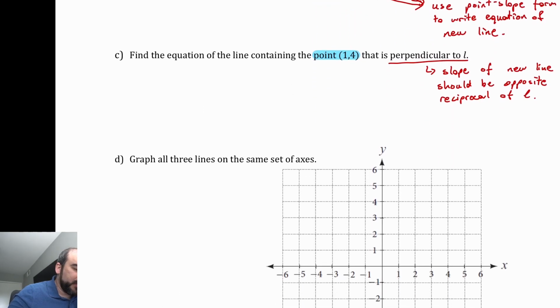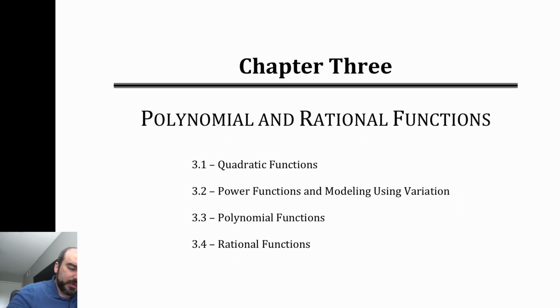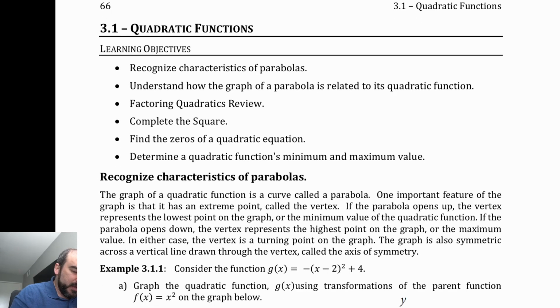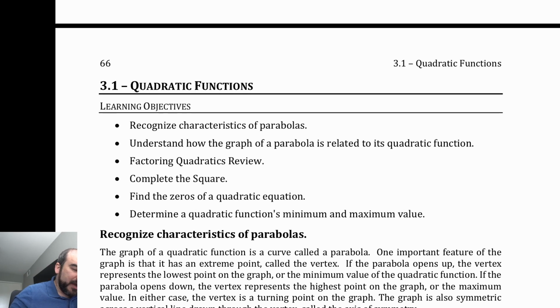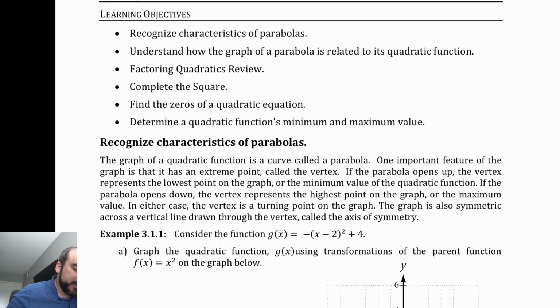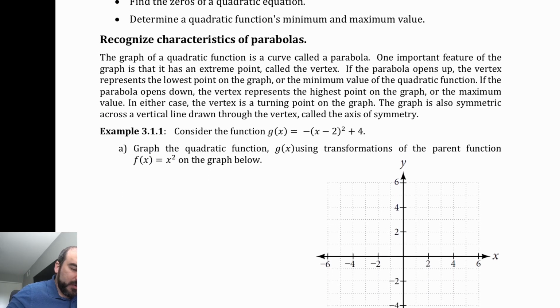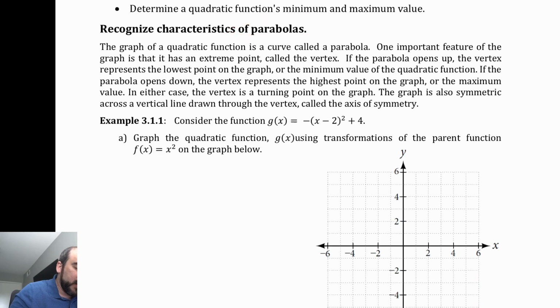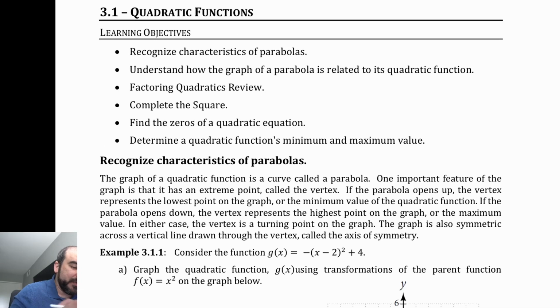I guess I'll continue through to the beginning of 3.1, since we're supposed to cover some of 3.1. Let's talk about quadratic functions now. We want to be able to recognize when a given equation is a parabola or a quadratic function, which means that you have some kind of parabola on your hands.